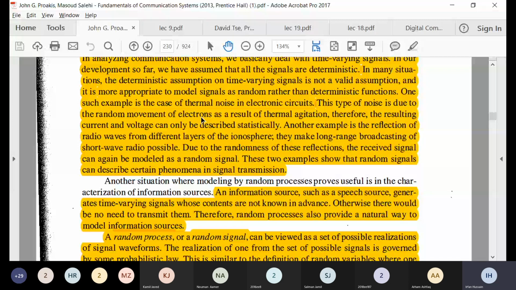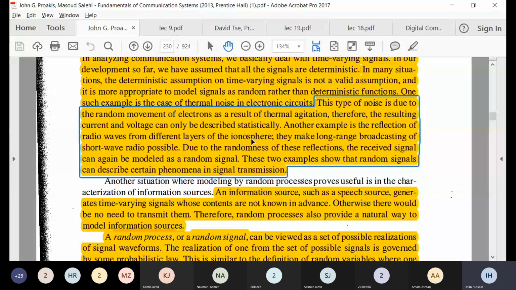All right, so that random thing can be described only statistically. Other examples in communications, as you have studied in the beginning lectures of this course, are radio waves. Once you send your mobile signals, let us say your radio, especially your AM and FM signals, we saw earlier that you have an ionosphere. So these waves get reflected from different layers of the ionosphere. So from different layers, you will have reflections. You know, layers are on top of one another.